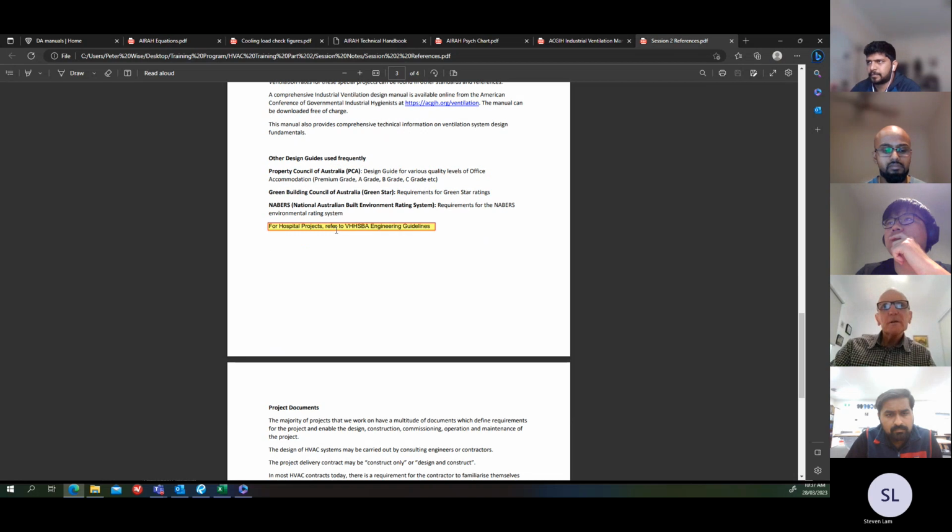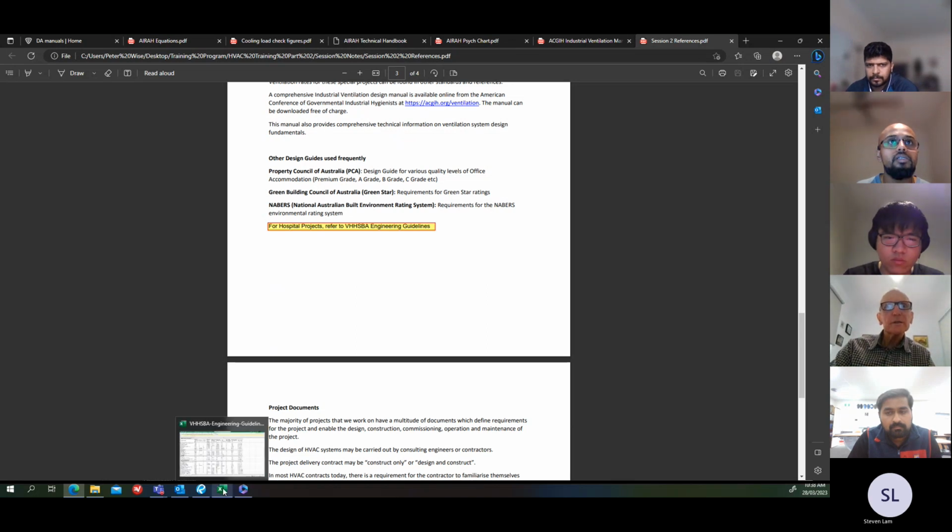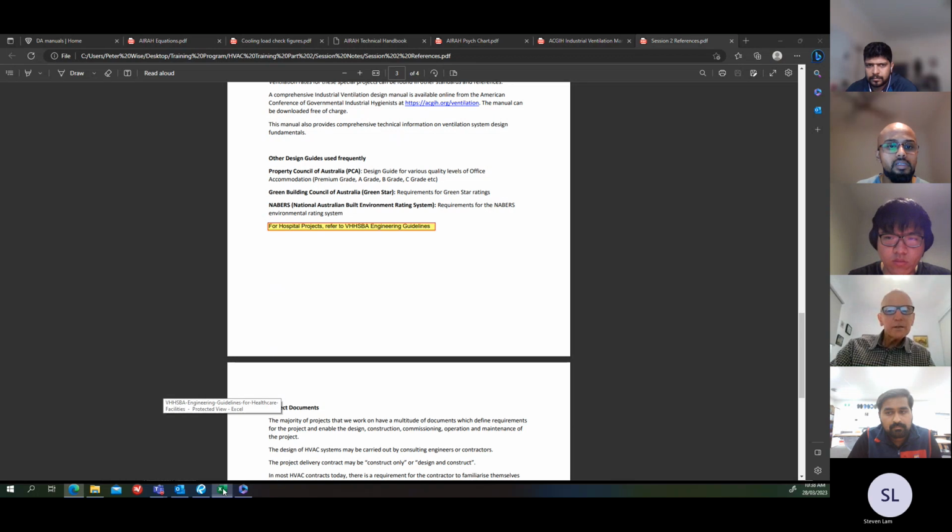For hospital projects, there's the VHHSBA engineering guidelines. Chock and I were talking about this the other day. If you're on a healthcare or hospital, well, I say hospital, but it could be any healthcare project, this sets out the design criteria for those projects. That's a Victorian one. There are others in different states. I think they're pretty much the same now. They used to be all very different, but now I think they're starting to standardise a bit across the country. I'll show you a spreadsheet that gives you some of their design criteria. Can you see that?